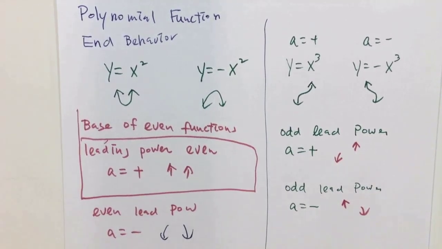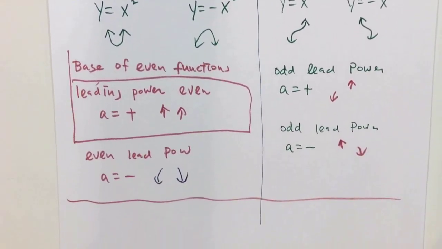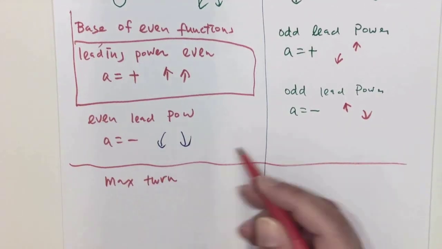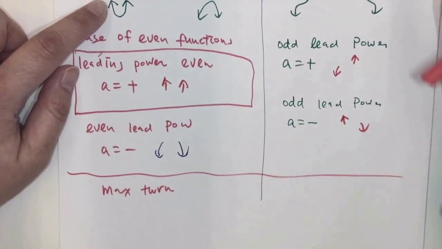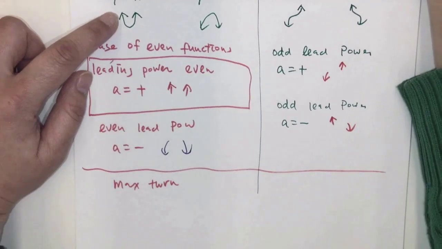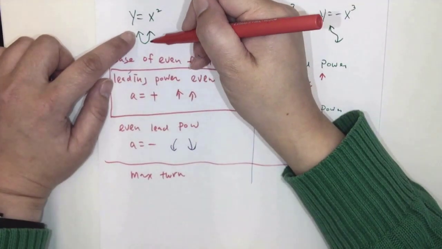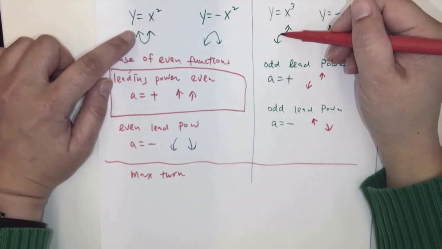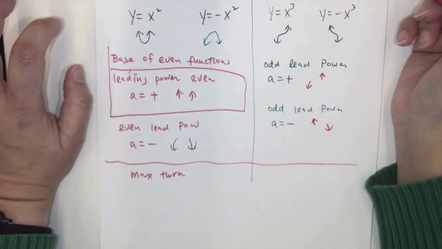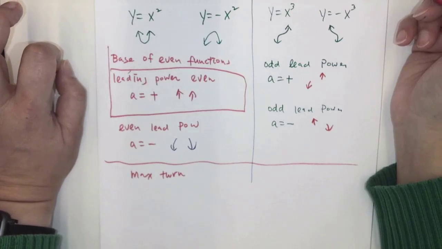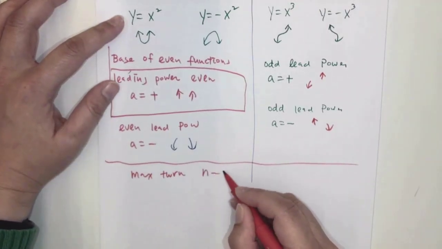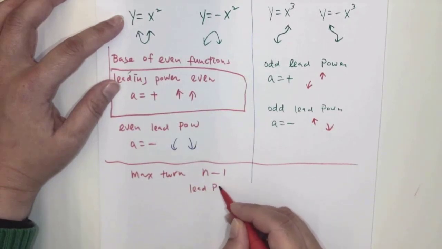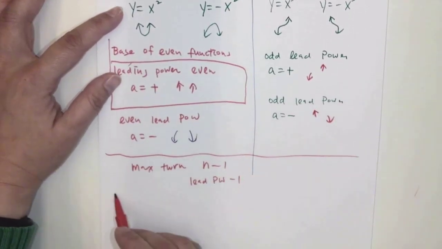So how about the maximum turn? How do we find the maximum turn? So when you have the square, how many turns do we have? Okay, how many turns do you have? 1. When you have a cube, that's like 1 turn and 2 turns. So the number of turns is going to be 1 less than the power, right? n minus 1. So it's going to be the leading power, you need to subtract 1. Okay?